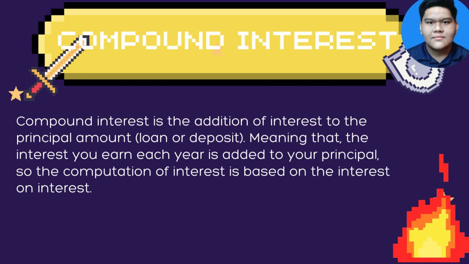Compound interest is the addition of the interest to the principal amount of a loan or deposit, meaning that the interest you earn each year is added to your principal. So the computation of the interest is based on the interest. So let's take a look at question 1.